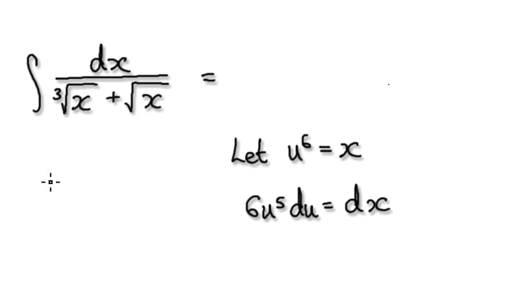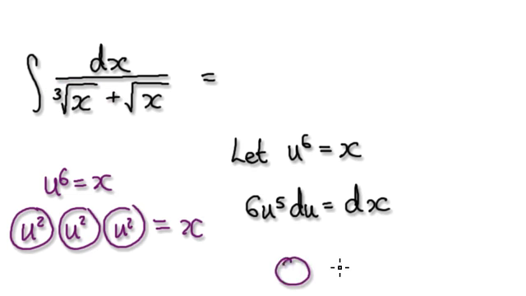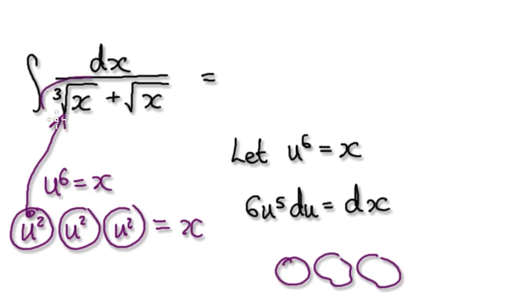So if u to the power of 6 equals x, we can visualize it like this. Looking at this here, we could write it as u squared times u squared times u squared equals x. You see, when you cube root x, you're really looking for something that, when you multiply it by itself 3 times, will give you x. Well, the cube root of x would be u squared. So you can put this into here.